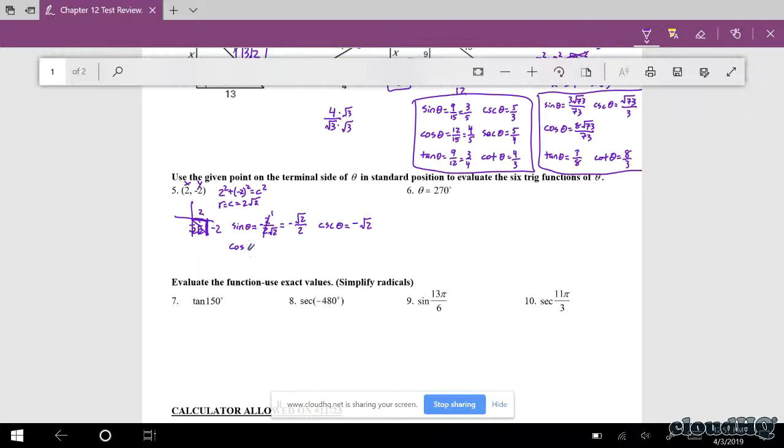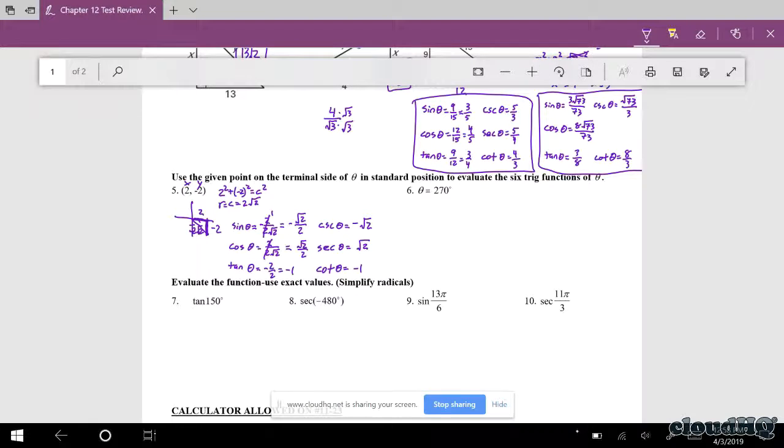Cosine is x over the hypotenuse, or x over r. So we get just positive square root of 2 over 2. Meanwhile, secant would be the reciprocal, just square root of 2 positive. Tangent is y over x, negative 2 over 2 simplifies to negative 1. And so cotangent is the reciprocal of that, which would also be negative 1.